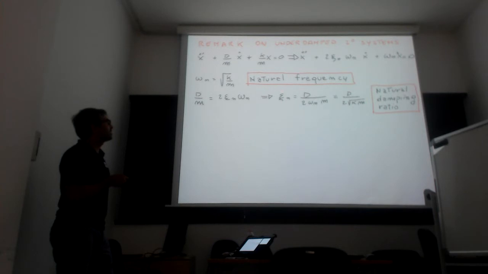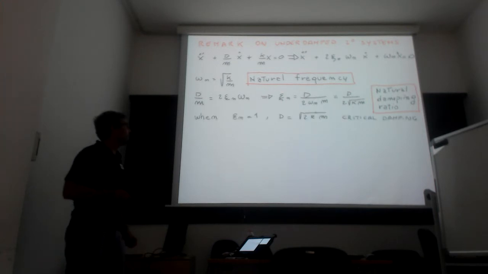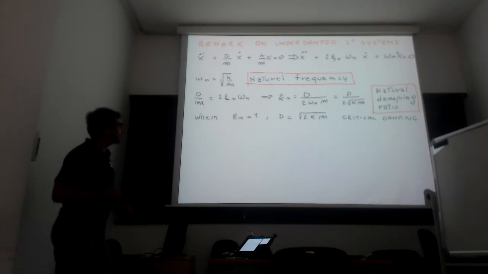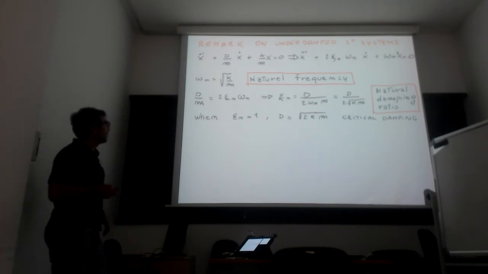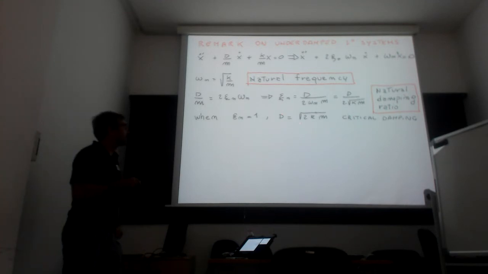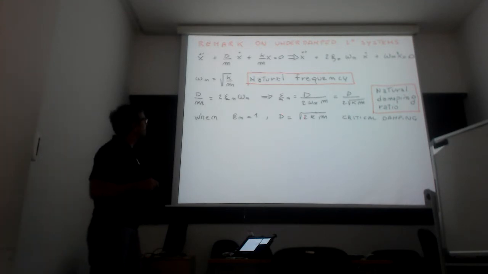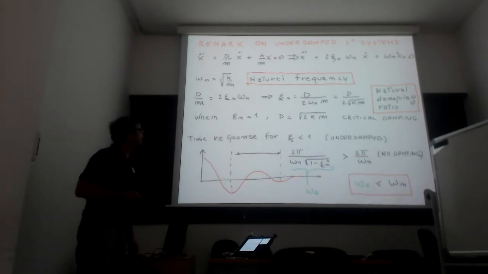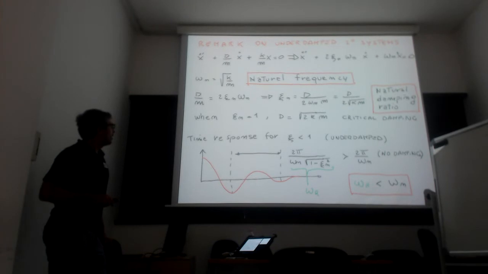This damping ratio can go between 0 and 1, where 0 is zero damping and 1 is critically damped. So whenever the system is critically damped, we see the solution that we found before, that d is equal to 2 square root of mk.